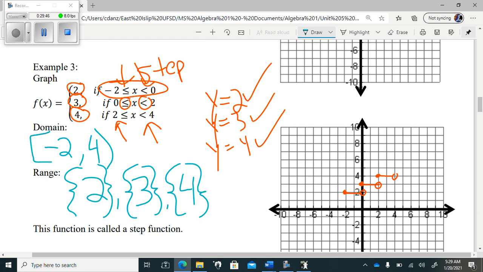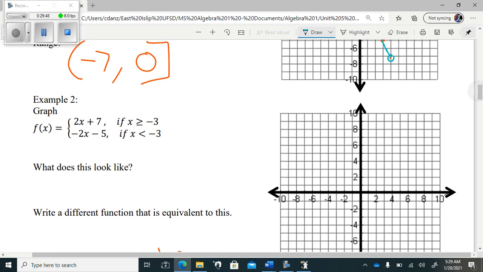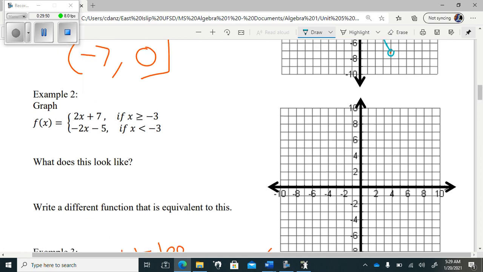I am going to do this last one. I know this video is extra long, but I think it's important because notice there is going to be a question, what's it look like? So if we graph this first piece, we start at the y-intercept 7, we go up 2/1.